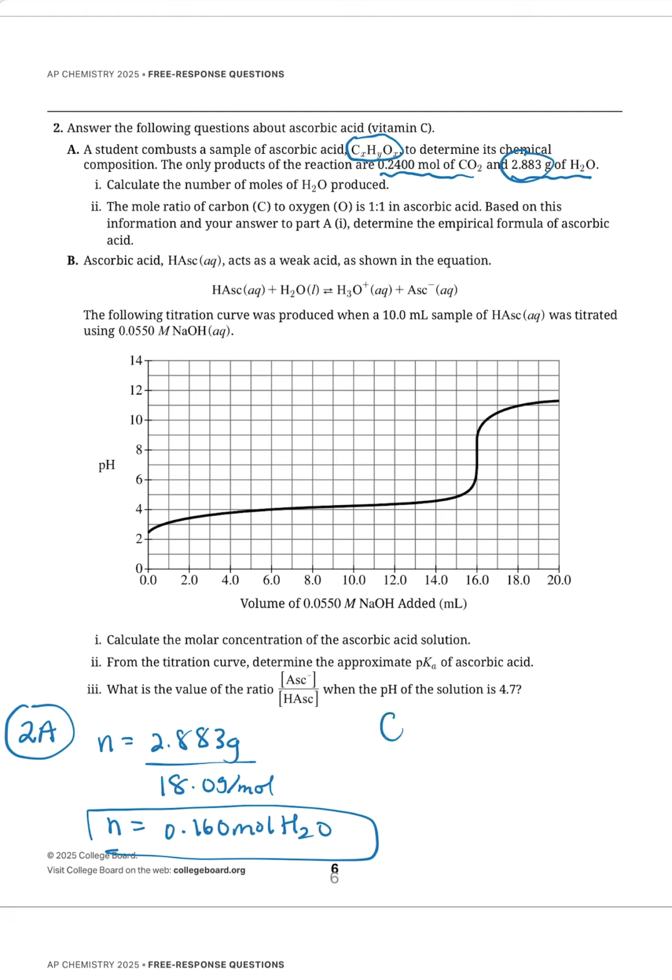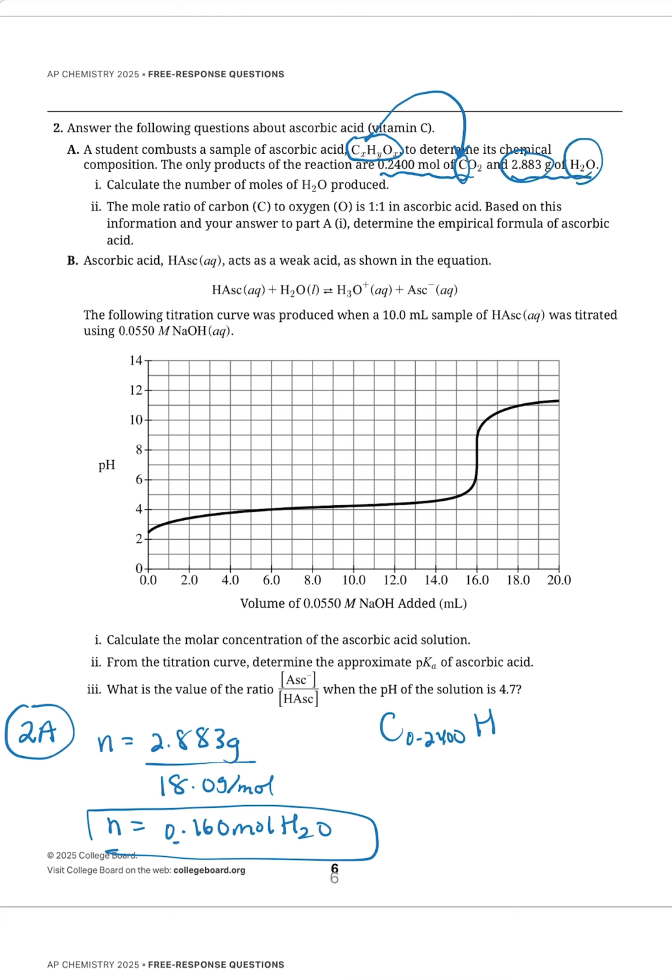Well, carbon in my ascorbic acid, I don't know how many moles I have, but I know that when this combusted, it created 0.2400 moles of carbon dioxide. So the carbon in the product came from the carbon in the reactant. What about the hydrogen? So again, that actually came from the water.